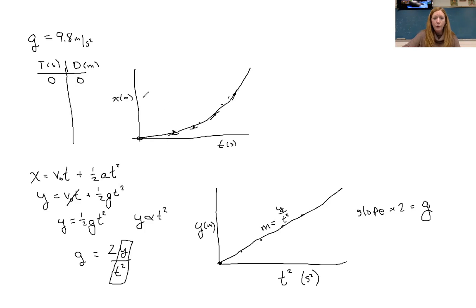Once you have that first graph, then if we use our kinematics equation as our guide for thinking, what we see is that our position, our height, is proportional to t squared. So if we graph position or height and time squared, we should get a linear fit. And according to our kinematics equation, rise over run times 2, if we multiply our slope by 2, we should get a value for acceleration due to gravity.